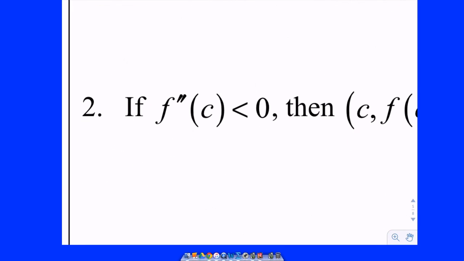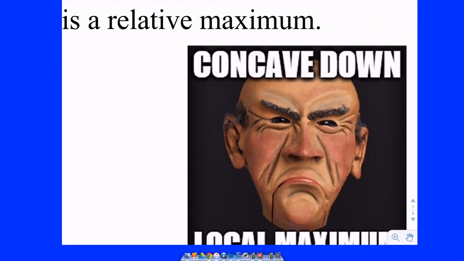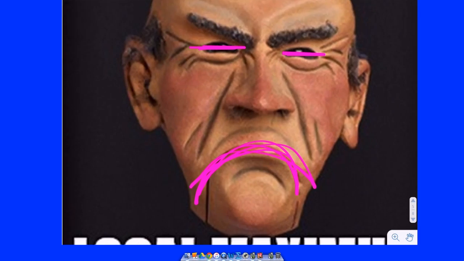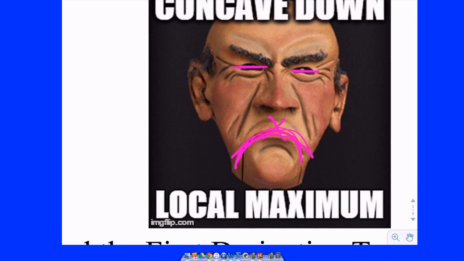If at a critical value the second derivative is less than 0, is negative, that means we're concave down like a frown. If it's a critical value, it's got to be a horizontal tangent, so it's got to be at the top there. It's going to be a local max. So that's what's good about the second derivative test. It requires only one calculation at the critical value instead of one on either side.